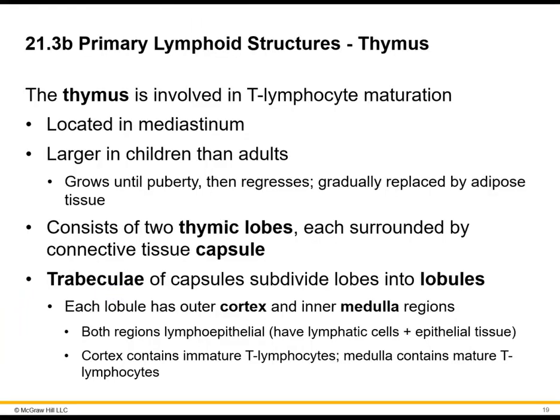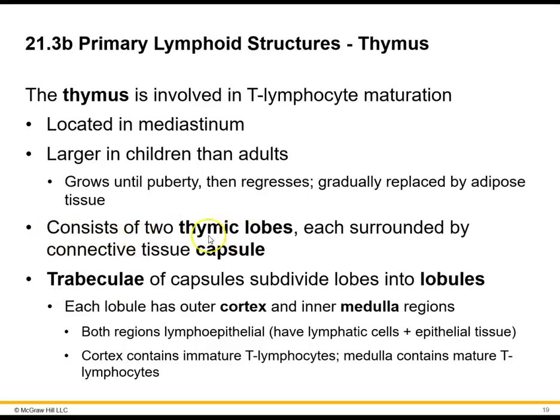That brings us to the second primary lymphoid structure, the thymus. The thymus is involved in T lymphocyte maturation. It's going to be located in the mediastinum, anterior, right on top of the heart. It's larger in children than in adults. So it's going to grow in children until about puberty. Then it's going to regress, and as we age, it's gradually replaced by adipose tissue.